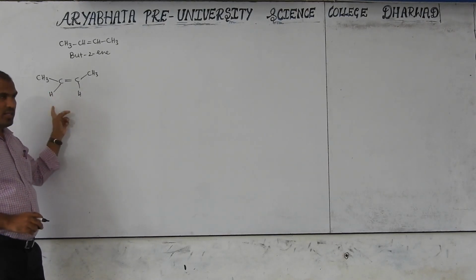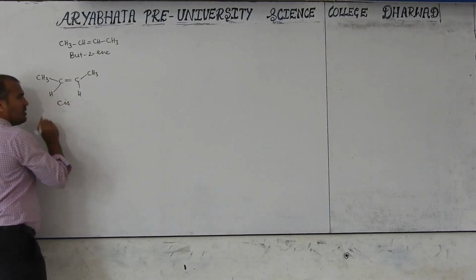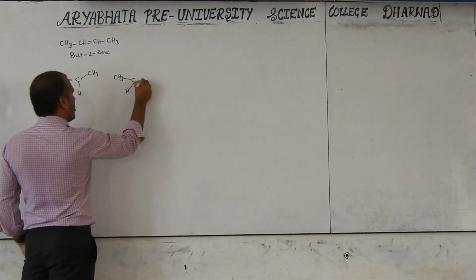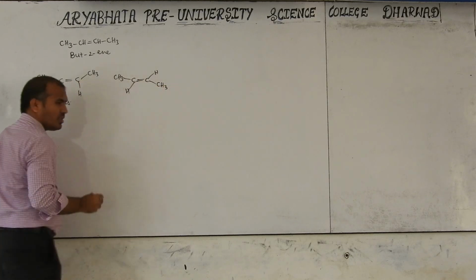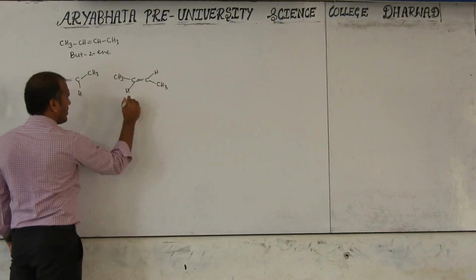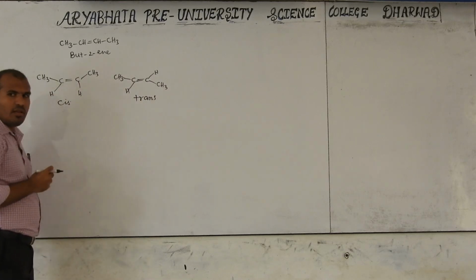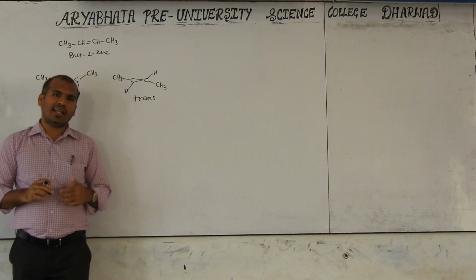Now hydrogen is on the same side, methyl is on the same side, then this is called cis. If you write this as CH3, H double bond H and CH3, this is opposite, thus it is called trans. When similar groups are there, we can easily identify cis and trans.